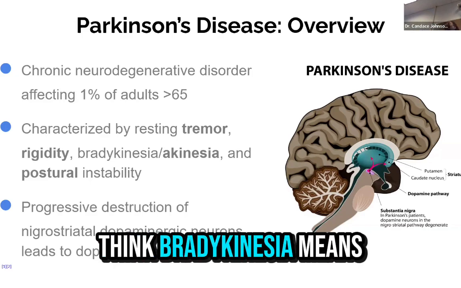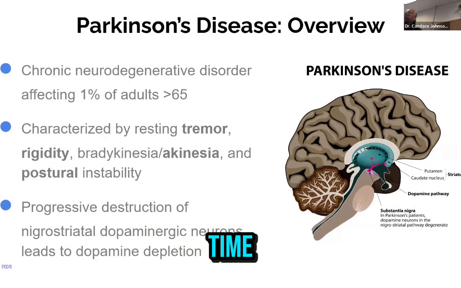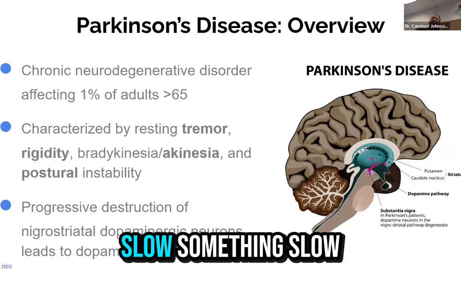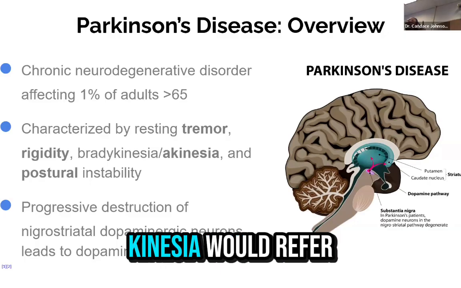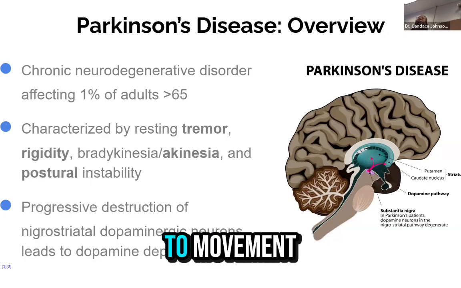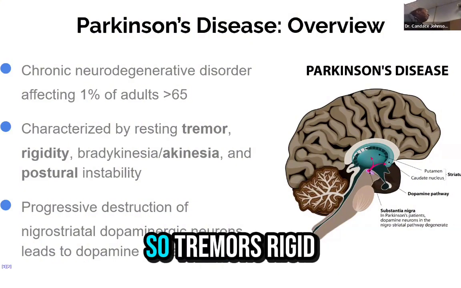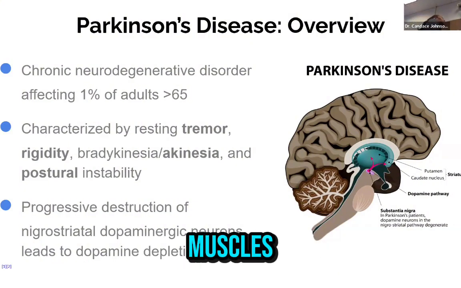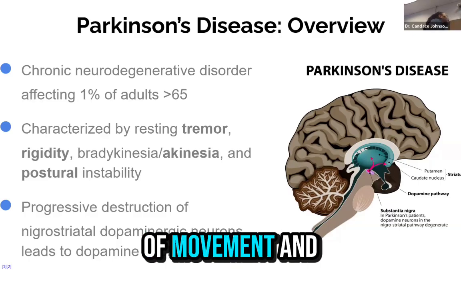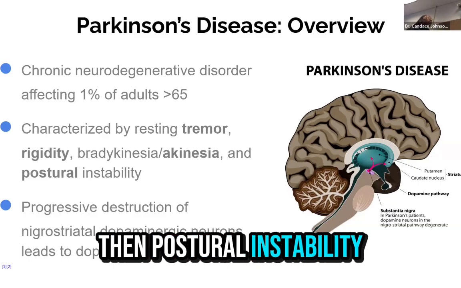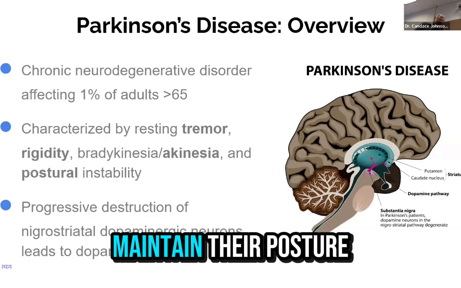In folks with Parkinson's, they are going to present with what we call the TRAP symptomology. TRAP is T for tremor, R for rigidity, A for akinesia, but that's really bradykinesia. What do you think bradykinesia means? That's word fun time. Slow, something slow, right? Kinesia would refer to movement. So slow movements. All right, so tremors, rigid muscles, slow movement or a change in movement or the loss of movement, and then postural instability. These individuals are not able to maintain their posture.